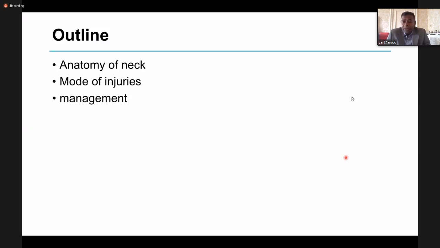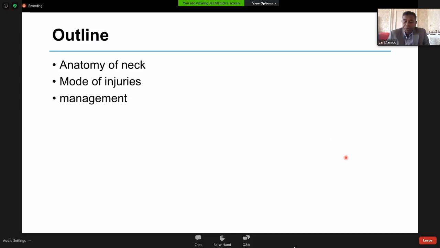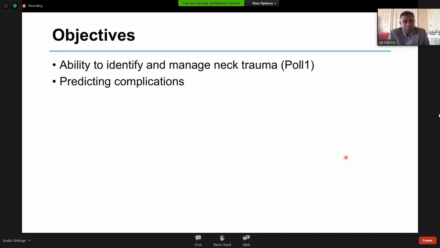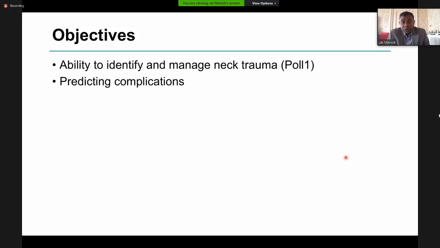So in this talk, I'll be discussing the anatomy of the neck, the modes of injuries, and how effectively we can manage neck trauma. At the end of the talk, probably you will be able to identify and manage neck trauma, and we could also predict complications.